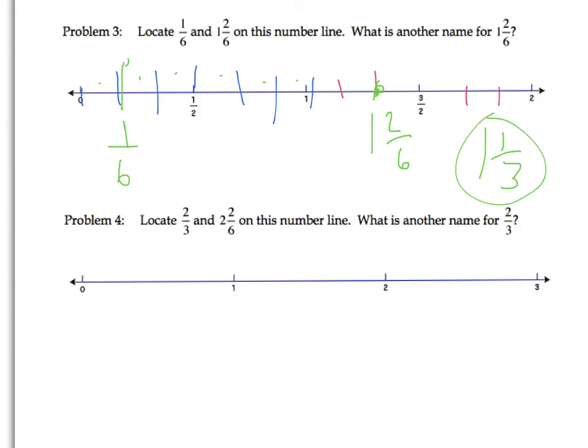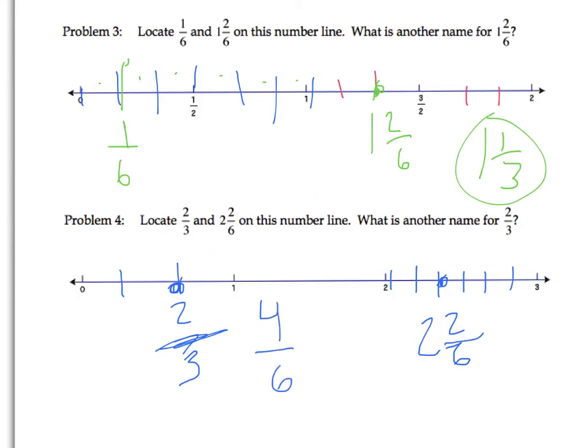Locate 2/3 and 2 2/6 on this number line. Alright, 2/3, I'm going to separate 1, 2, and put it here, 2/3. Oops, that should be 2/3. Okay? And 2 and 2/6. This time I'm going to go up to the 2 and separate this section into 6. Remember, that means I draw 5 lines. 1, 2, 3, 4, 5. And I'm doing 2 of them. So that would be about here. 2 and 2/6. What's another name for 2/3? Well, I could call that 4/6. Why am I changing it to be the same as this one? It's going to be helpful when I add and subtract.